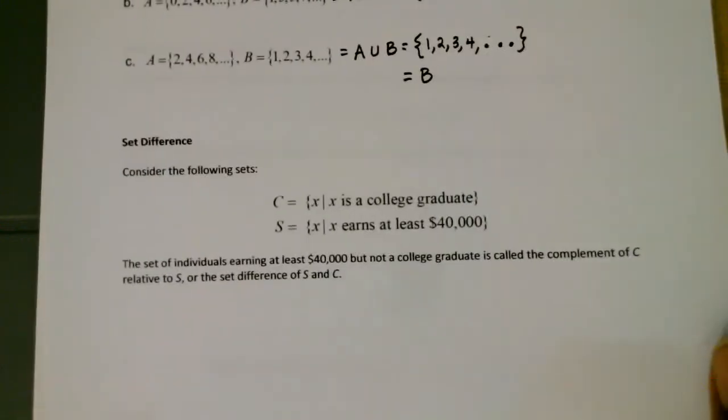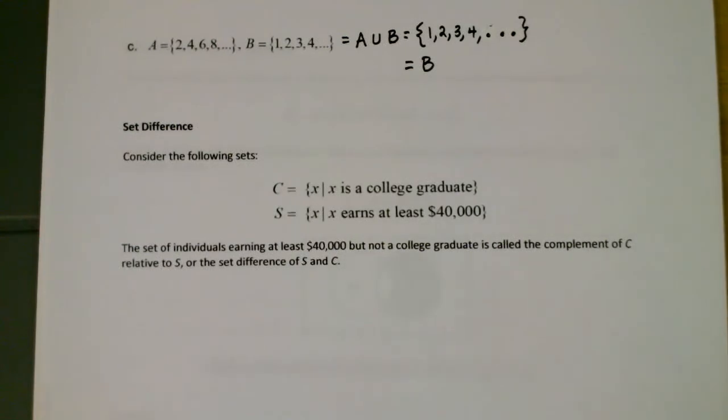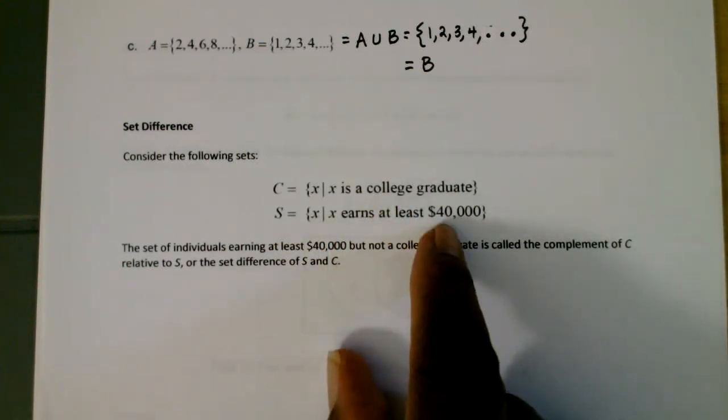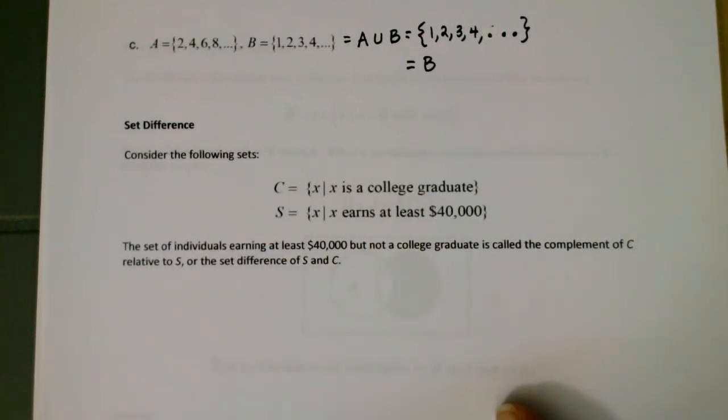Now let's talk about set difference. So we want to consider the two sets here, the same two sets that we talked about, where C is the set of all X such that X is a college graduate, and S is the set of all X such that X is someone who earns at least $40,000. So here the set of individuals earning at least $40,000, but not a college graduate, is called the complement of C relative to S, or the set difference between S and C. Because someone can earn $40,000 and not be a college graduate.